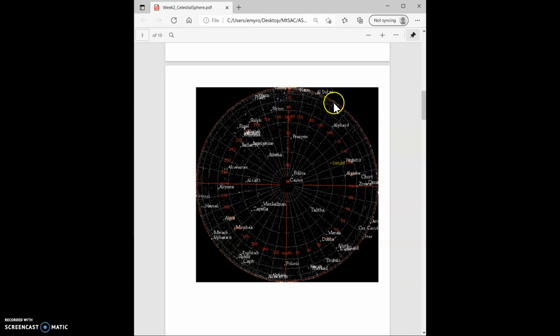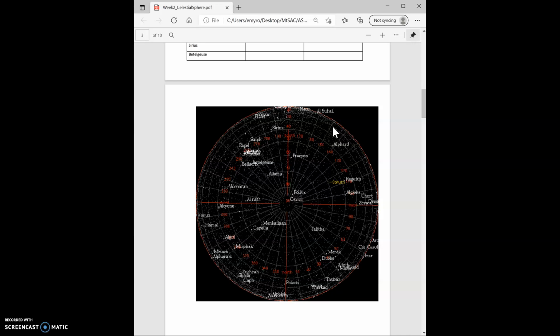Now for the altitude, you want to know how high Alphard is from the horizon. Remember, this is 0. The first line will be 10. This line is 20, 30, 40. Alphard is very close to 40 degrees. You could make that a 39. So that would be 39 degrees of altitude. Alphard's coordinates are 39 degrees of altitude and 141 degrees of azimuth. That's how you read such a map. And those coordinates are valid for a specific location and a specific time.